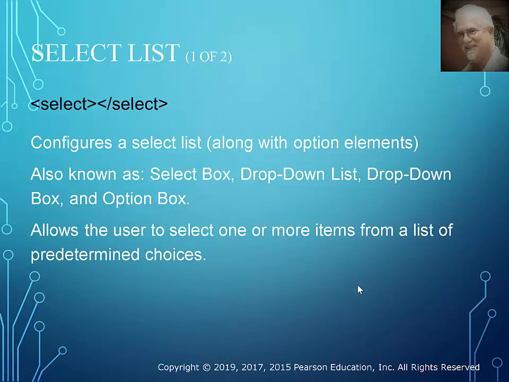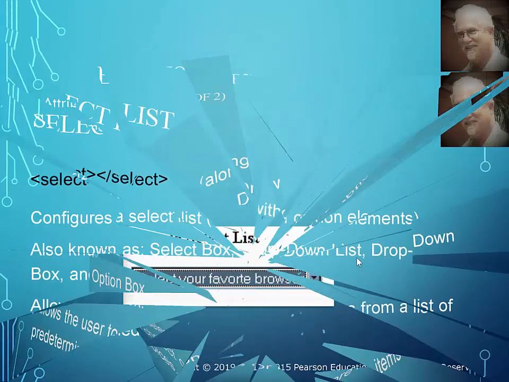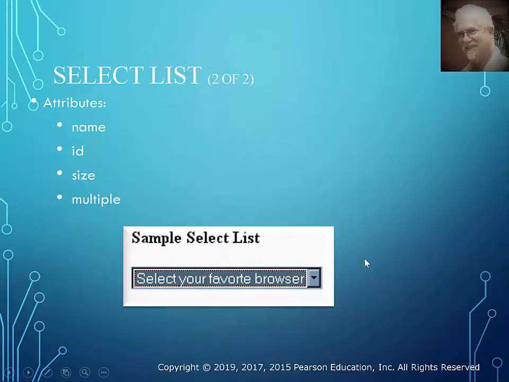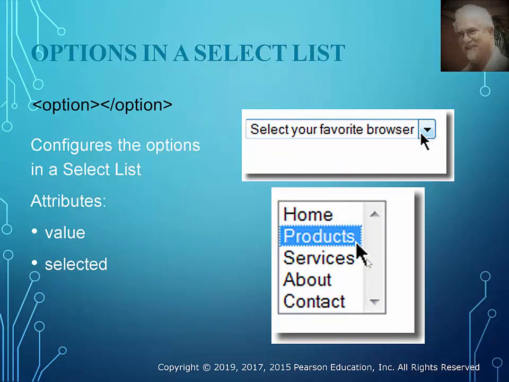Select lists, again, the container tag, there are several different types. You have select box, drop-down list, drop-down box, option boxes, all pretty much same thing. Select list, you can see here, probably the first item you put down is some directions, like here it says select your favorite browser, and then after that, the actual options you want the user to choose from. Then you have the option box, same idea.